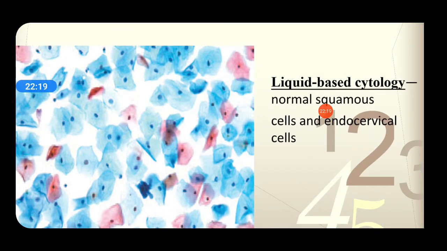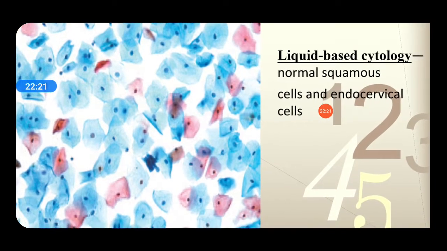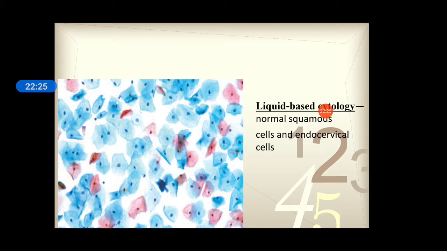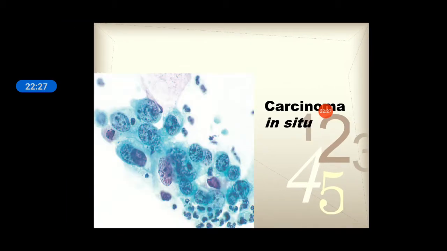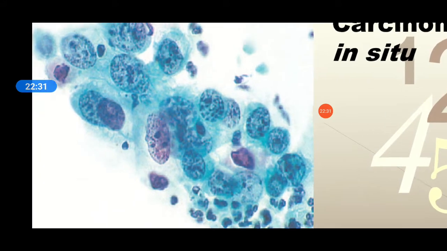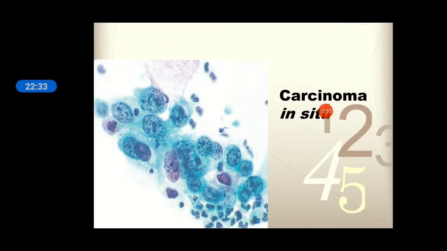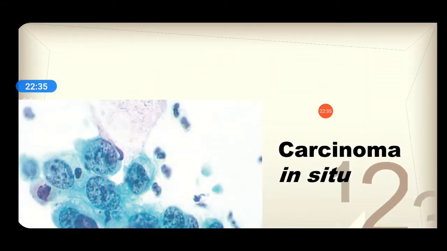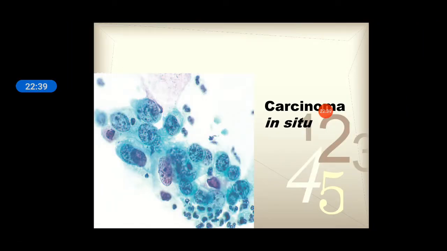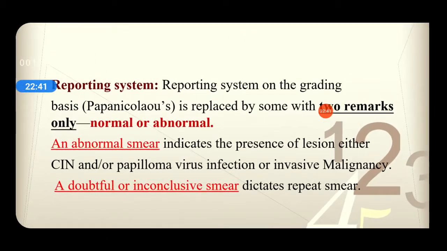Next is about liquid based cytology. Normal squamous cells and endocervical cells can be seen here. See, this is a slide of carcinoma in situ. You can see parabasal cells are more, and here you can see dense chromatin, and multiple nuclei are present.